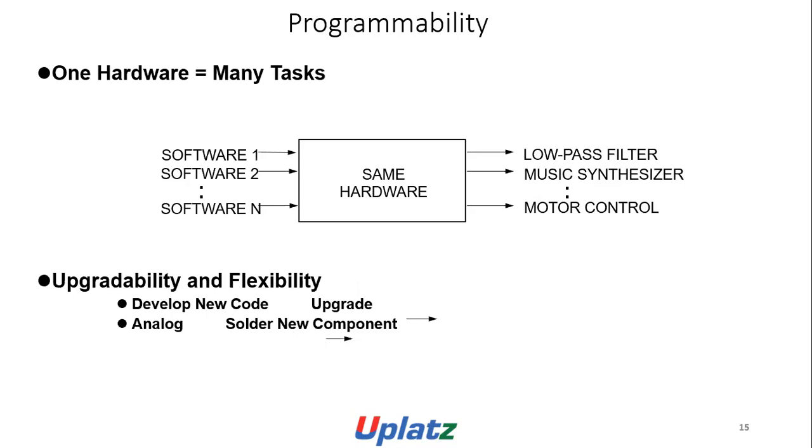Programmability: one hardware, many tasks. We can take software 1 to n on the same hardware: low-pass filter, music synthesizer, motor control, everything can be done. Upgradability and flexibility: develop new code and upgrade, rather than solving for a new analog component. So everything is possible, which is programmable.